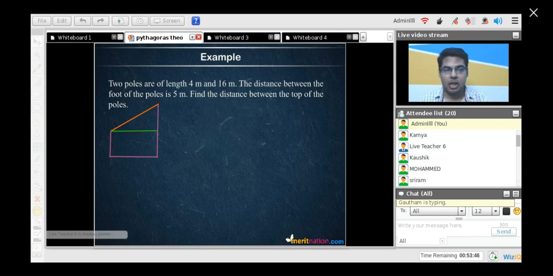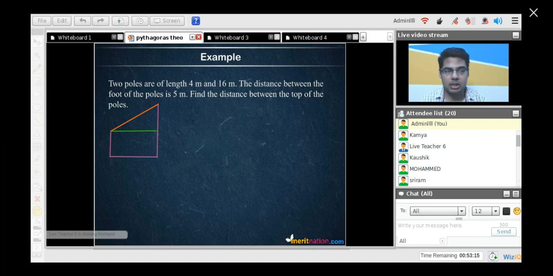Okay. Now let's try to quickly solve the examples. Solving examples is very easy. We all know the concepts, so you just have to put in the values and find the answer, right? Understanding the concept requires a little time, but solving examples is very, very easy. Now all of you just try to read this very simple question. Two poles are of length 4 meters and 16 meters. The distance between the foot of the poles is 5 meters. Find the distance between the tops of the poles.